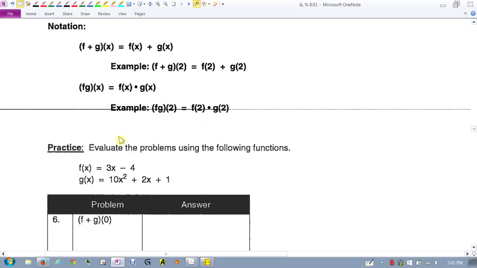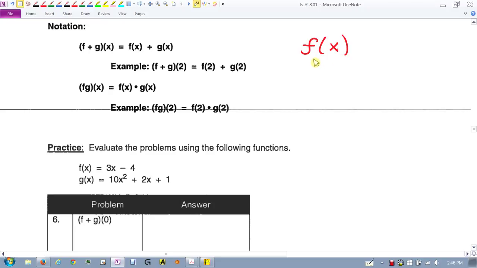So, some notation. If you ever want to add two functions together, you rewrite it this way. Keep in mind, when we wrote this down, what was the name of this function? F, right? F was the name.